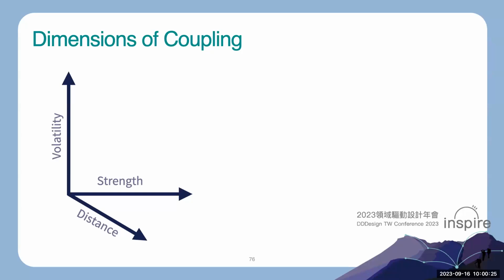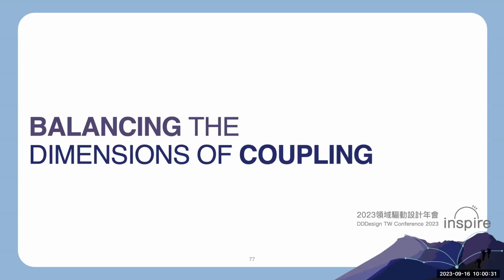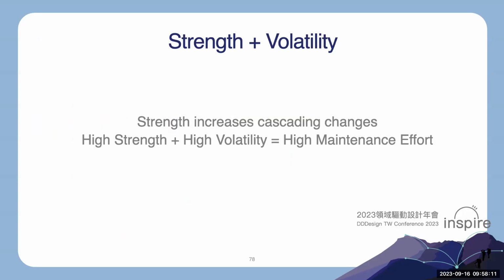Now, the interesting thing happens when we try to combine them together. So, let's see. First, strength and volatility. The higher the strength, the higher the probability of cascading changes. The higher the volatility, the more often we will have to take care of those cascading changes. So when both are high, we get high maintenance effort of the relationship.